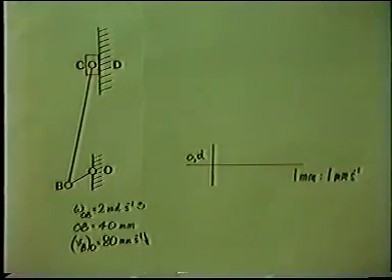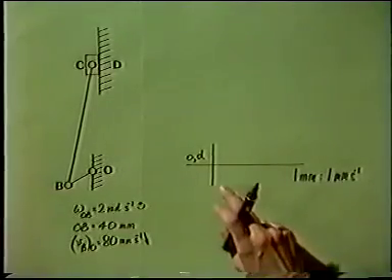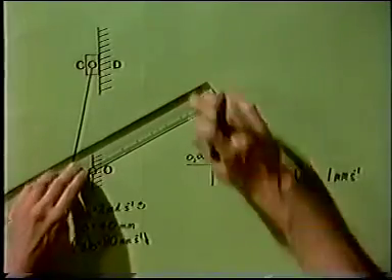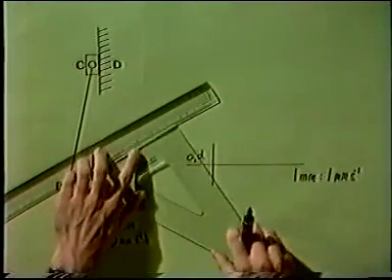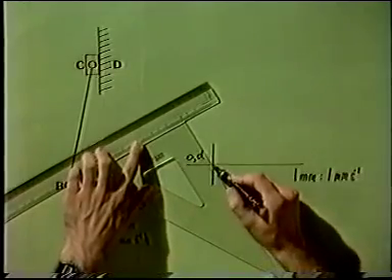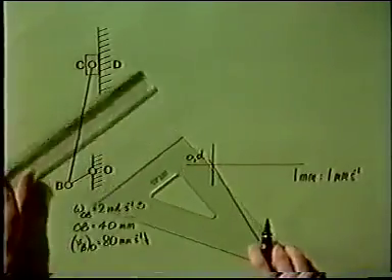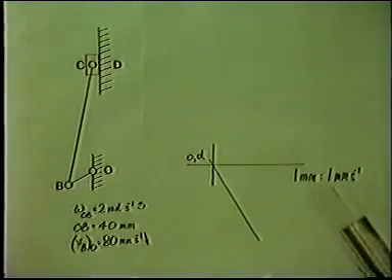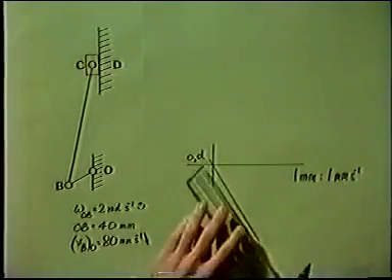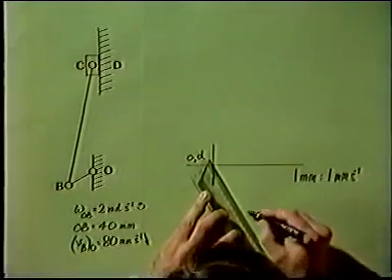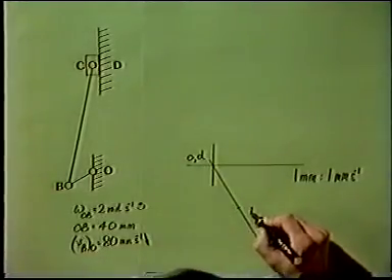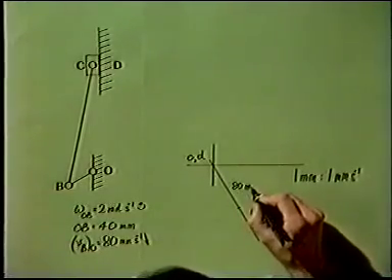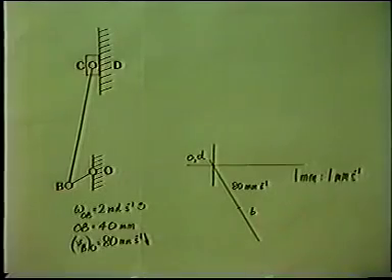Now, to mark that on the velocity diagram, I want to draw a line through O perpendicular to the link OB. And to do that, I'll set my ruler up and use the square. And I know that B must be somewhere down that line. Now, at the scale we're using for this diagram, I just have to measure 80 millimeters. And that will give me the point B. And this length represents 80 millimeters per second.